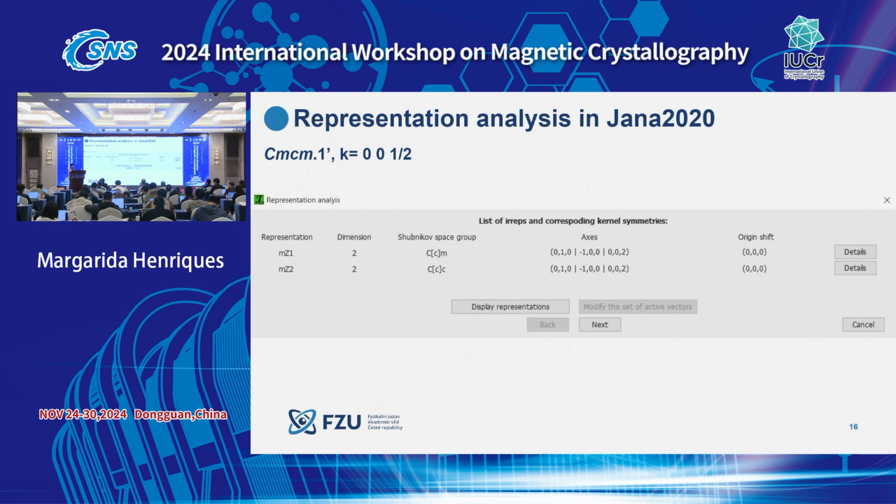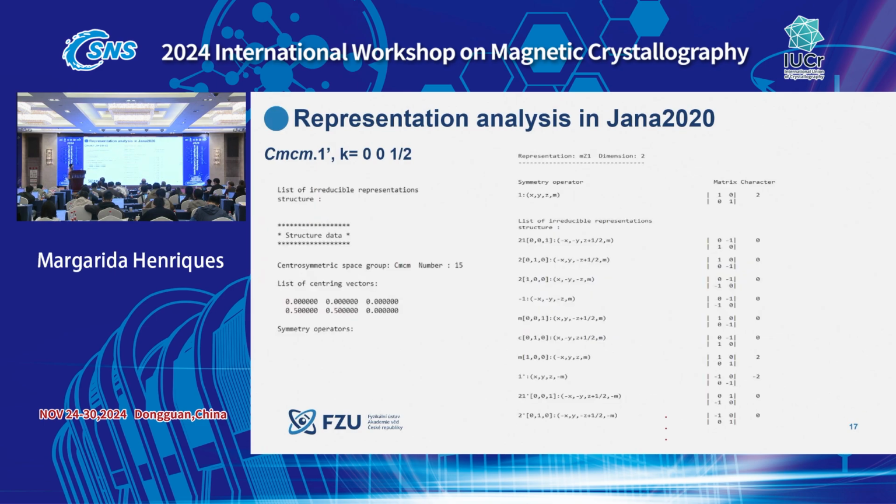If you do display representations there, you'll find a long file with all the data used to define the active IREPs in your structure, and the listing of the symmetry operators of the groups, the irreducible representation matrices and characters, as you find in BASIREPs, the Bilbao server, or also in the isotropy suite programs. So this is only part, there's more.